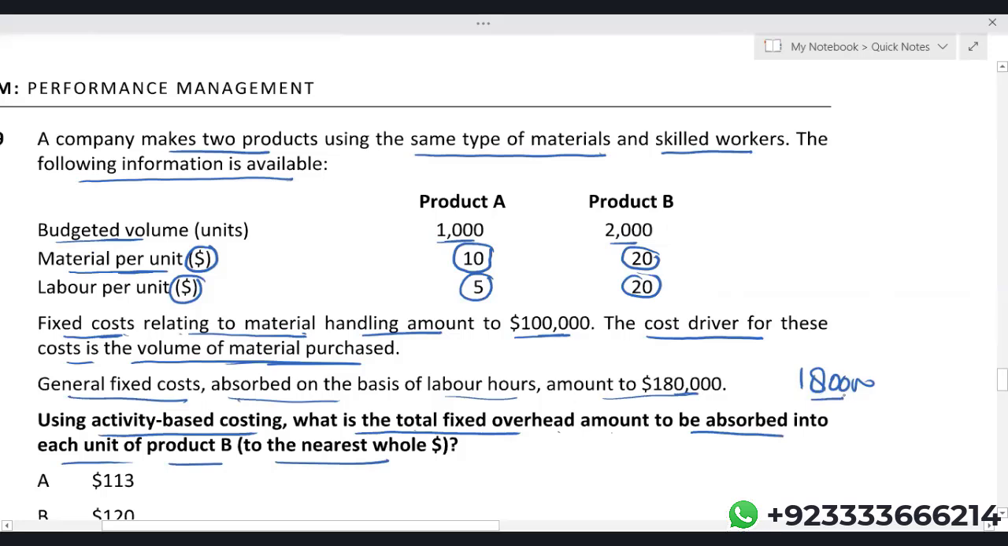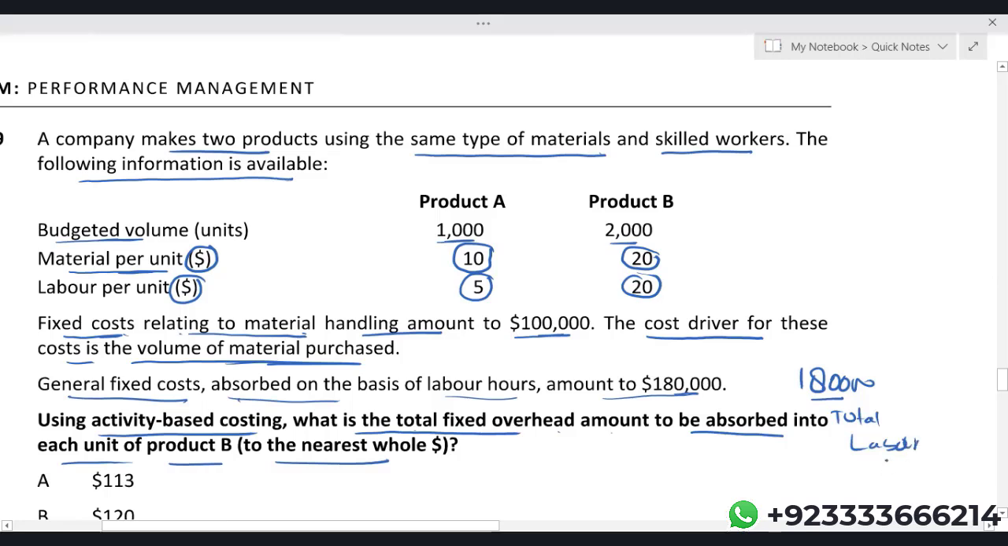Now this 1,80,000 will be divided by... because the examiner has not given us labor hours per unit. Examiner has given us labor cost per unit. Now, how will you calculate the FOH rate? Very simple. Now, 180 will be divided by total direct labor cost.